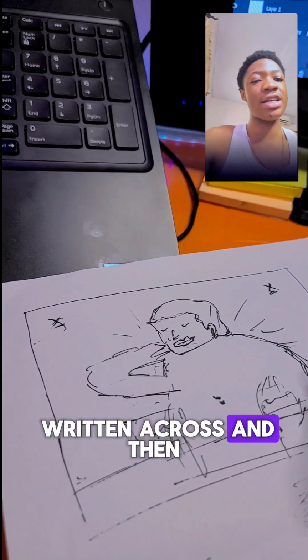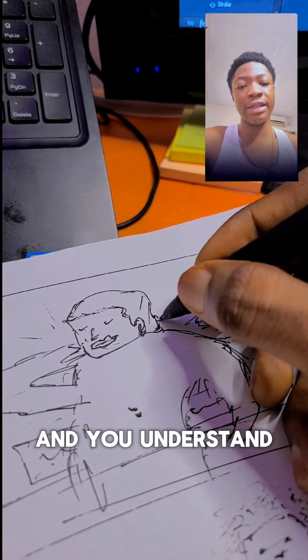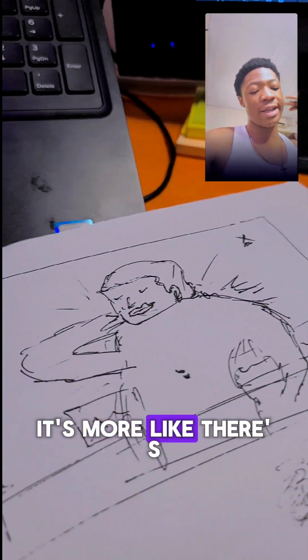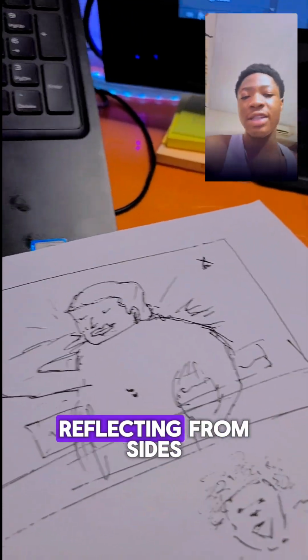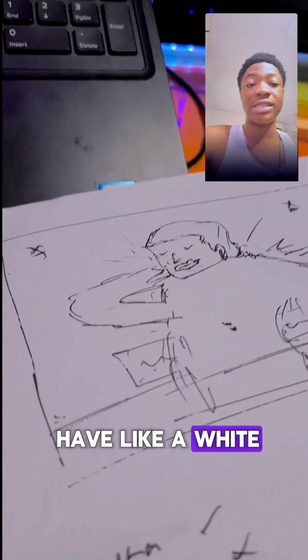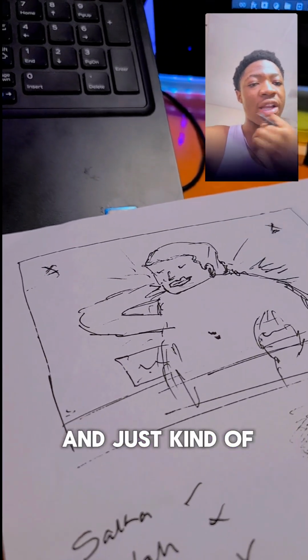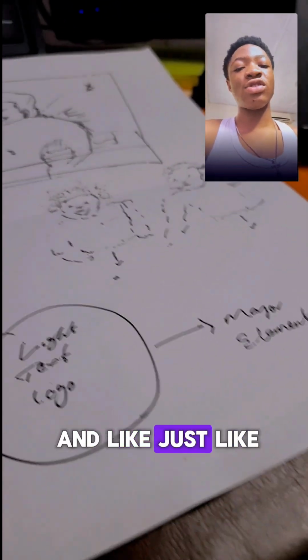and then had an overlay of the name on him written across, and then these are light beams coming from the back. You understand, it's more like there's a light bouncing on him from the back, and then it's reflecting from the sides and all. So these are just light beams, and you have a white rectangle that will just fill up the space and make it easy. So this was the approach to it, and these are the major elements: light, text, and logo.